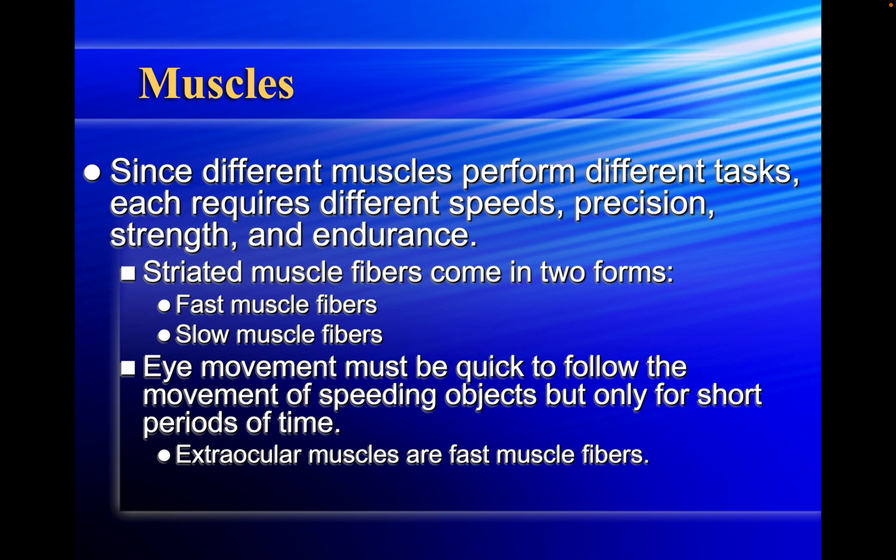Since different muscles perform different tasks, each requires different speeds, precision, strength, and endurance. Striated muscle fibers come in two forms: fast muscle fibers and slow muscle fibers. Eye movement must be quick to follow the movement of speeding objects, but only for short periods of time. Extraocular muscles are fast muscle fibers.